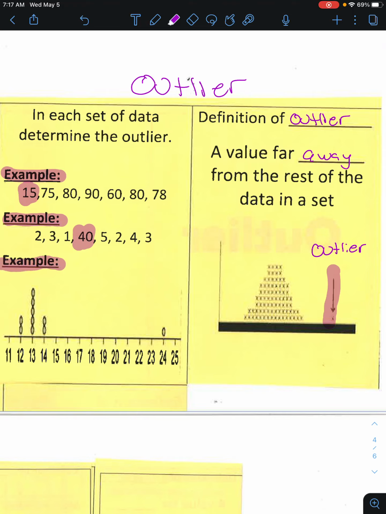Example number 3. Find the outlier in a dot plot. If you don't see this one, it might just be because you're not paying attention. This is an outlier. Now, if you were to describe the shape of this data, how would you describe it? Symmetrical. Good. It's symmetrical because it's got a center and is even on both sides. The outlier will, however, greatly affect the mean of the data, but not the median.